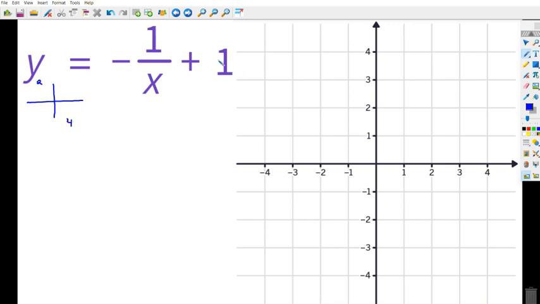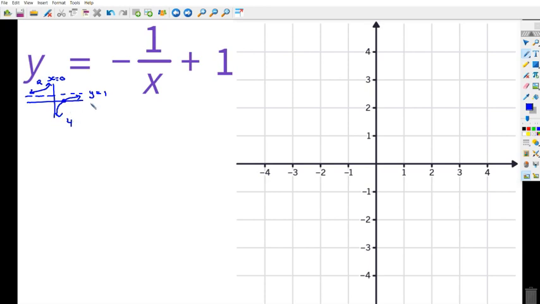And I'm adding 1. So put in my vertical asymptote, x equals 0, and my horizontal asymptote is going to be y equals 1. We know that already from the beginning of the video. I know I'm going to curve here in the second quadrant, and I know I'm going to curve here in the fourth quadrant. What do you see here? I see an x-intercept. Now my hyperbola is cutting my x-axis.